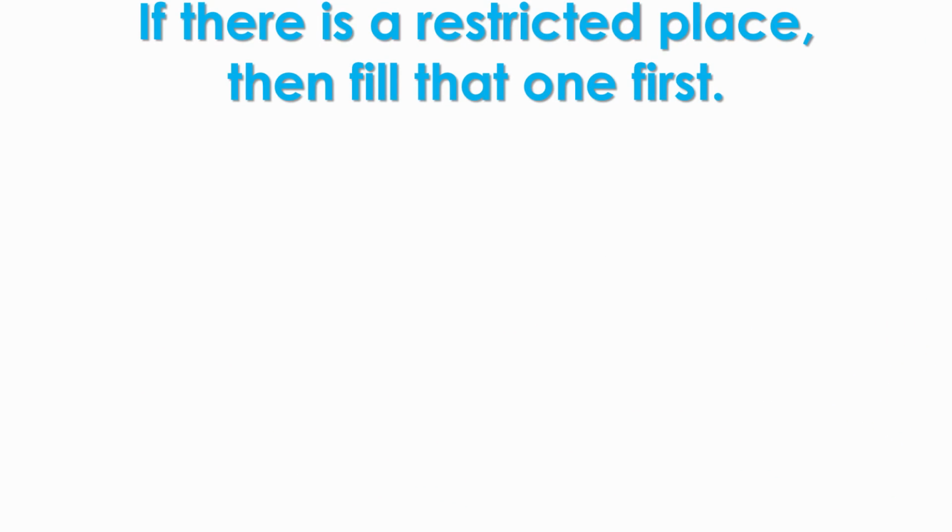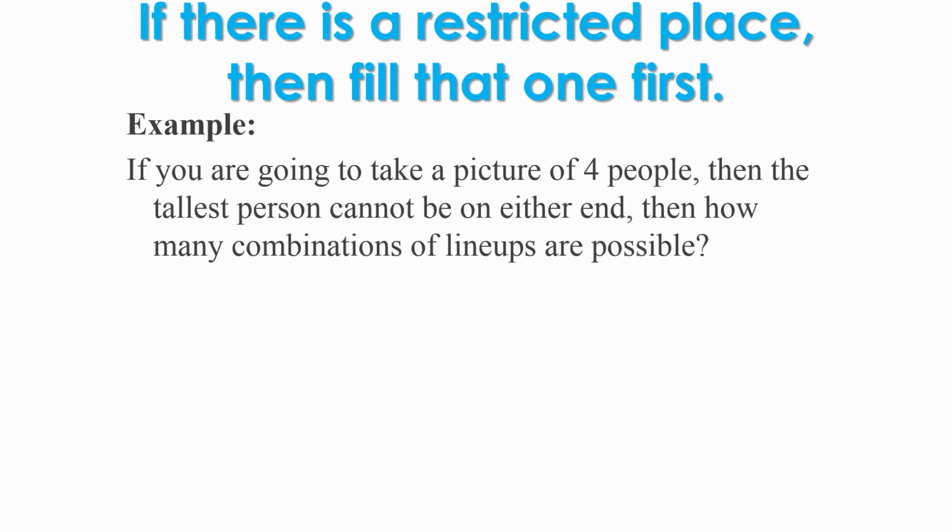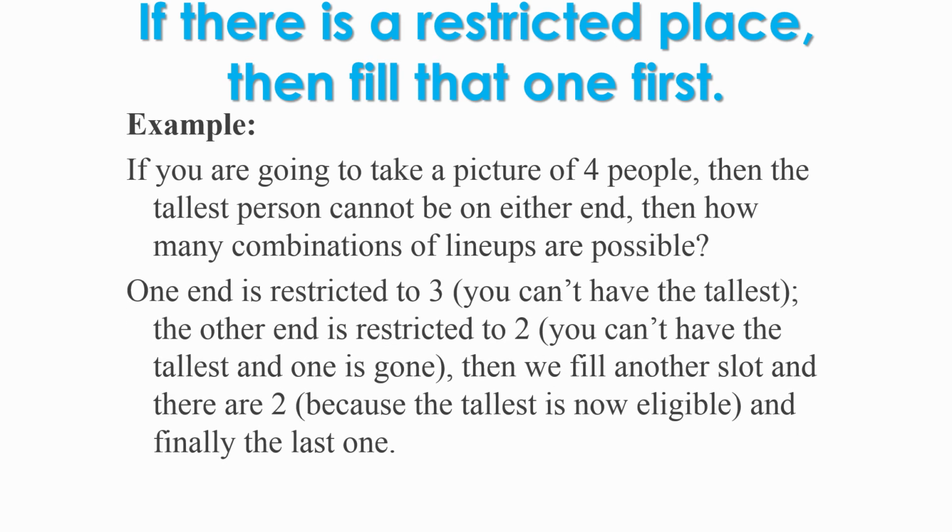Okay, one more wrinkle, and then we'll be through with combinations. If there's a restricted place, fill that one first. For example, if you're going to take a picture of 4 people, but the tallest person cannot be on either end, how many combinations of lineups are possible? Well, we have to start with the restricted positions. One end is restricted to 3. Can't have the tallest. And the other end is then restricted to 2.